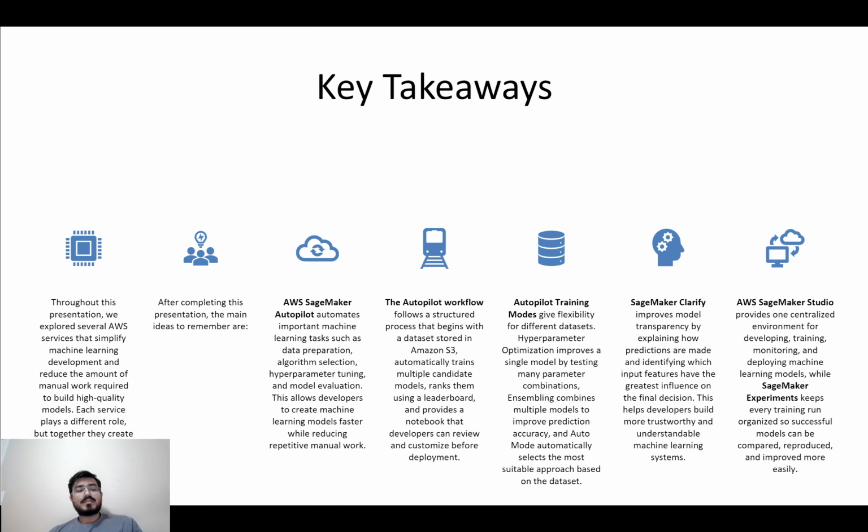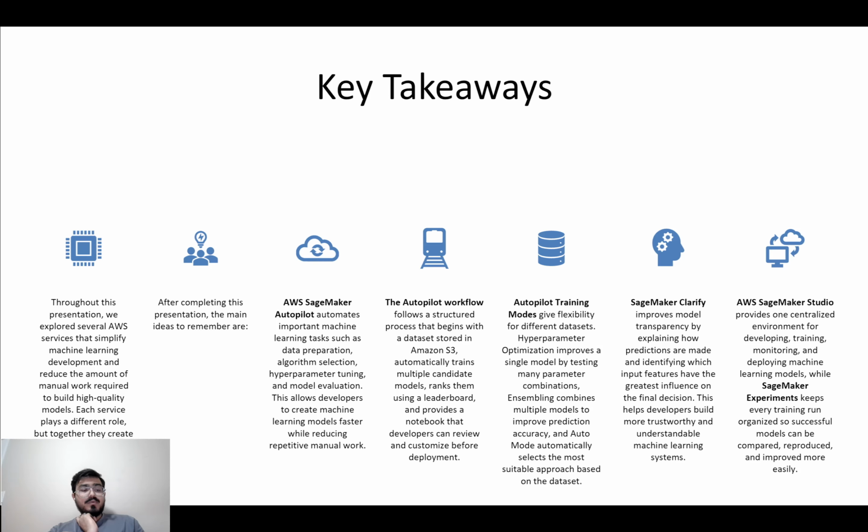So before we finish, let's review the main ideas from today's presentation. We learned that AWS SageMaker Autopilot automates important machine learning tasks such as data preparation, algorithm selection, hyperparameter tuning, and model evaluation. We also learned about the complete Autopilot workflow, which starts with a dataset stored in Amazon S3, trains multiple candidate models, ranks them using a model leaderboard, and provides a notebook that developers can review before deployment. Next is the Autopilot training modes.